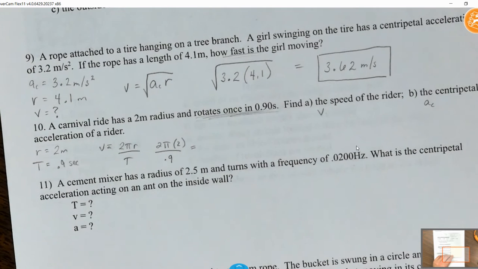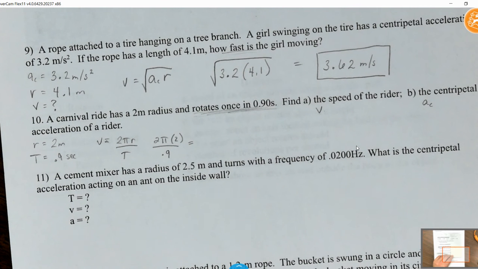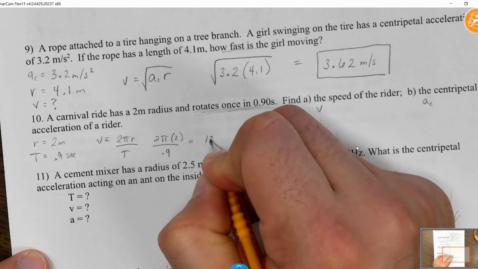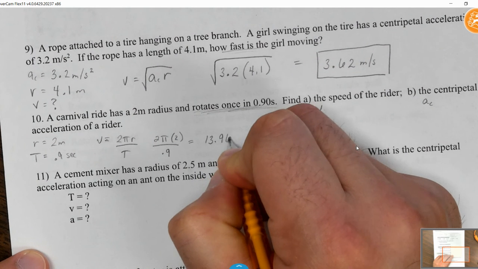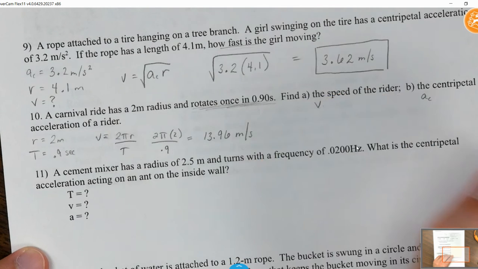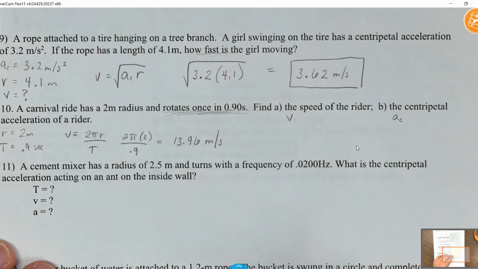Okay, so let's do this. 2 pi times 2 divided by 0.9. You're looking at 13.9626 meters per second. So that's your answer to part A.